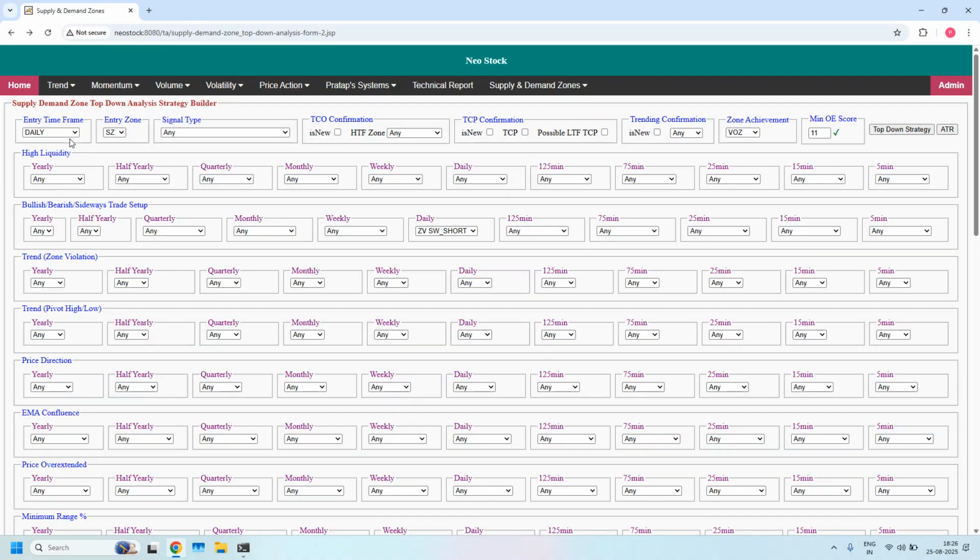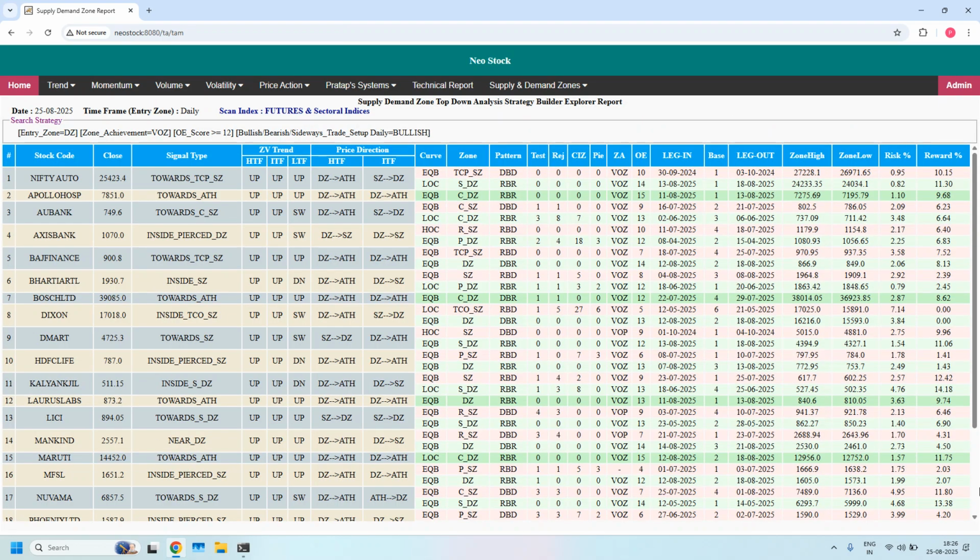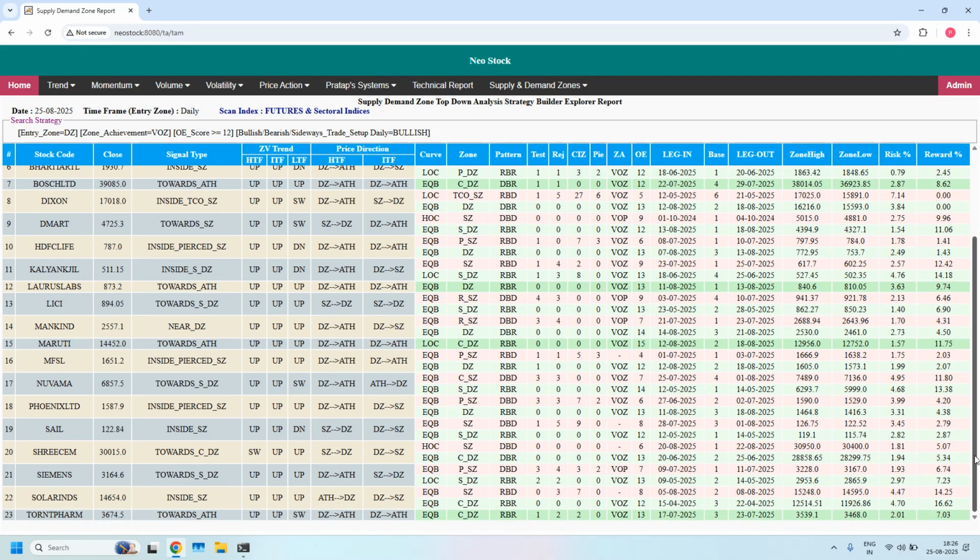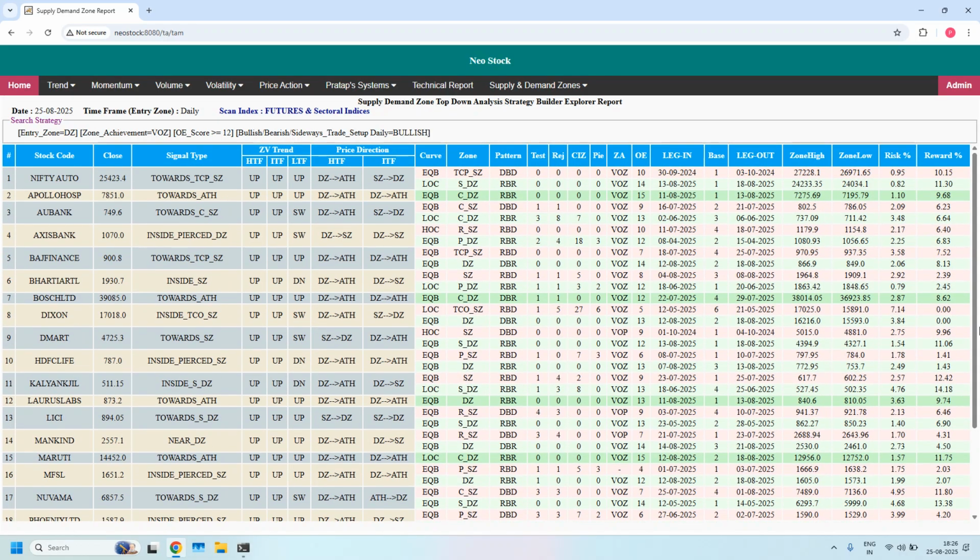Okay, next bullish trade setup for monthly income trade. Entry time frame daily demand zone. And bullish or bearish, here I am setting bullish. And minimum odd enhancer score should be 12 for bullish or bearish. Let's filter. So we got 23 stocks supporting bullish trade setup for monthly income trade. And entry time frame zones are daily demand zones. So total we got first 17 stocks in the list.